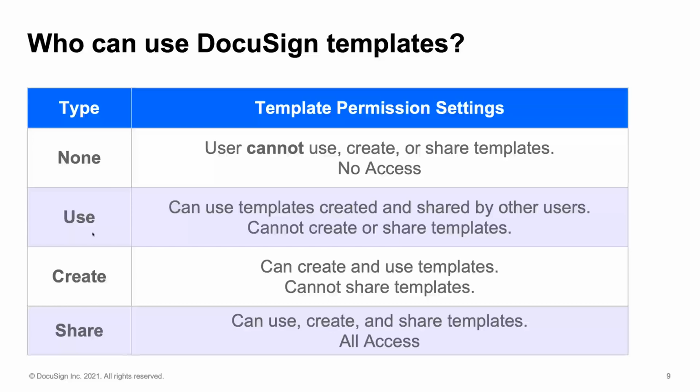There's use. These individuals have the ability to use a template to send out an envelope, but they cannot create their own templates or share templates with others. So the only way that they can use templates is if they've been shared with them by other people. There's creates. These individuals can create their own templates and use those templates, but they're not able to share templates with others. And lastly, share. This is the highest level of access. These individuals have the ability to do everything. So create, use, and share.